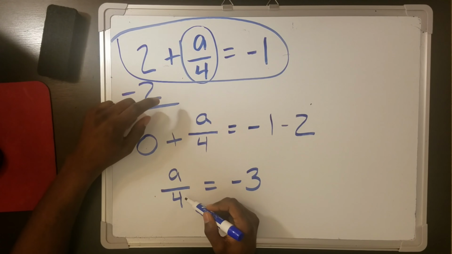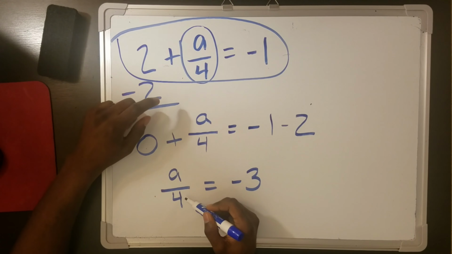Remember, the end goal is to get a by itself. So I just rewrote everything, just shrank it a little bit so we can have a little bit more space. Now that we have a over 4 equals -3, we have to get a by itself once again.